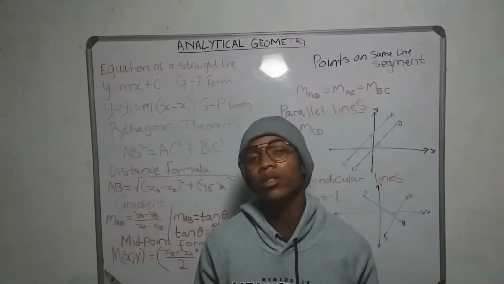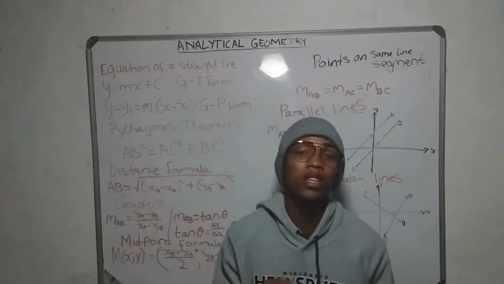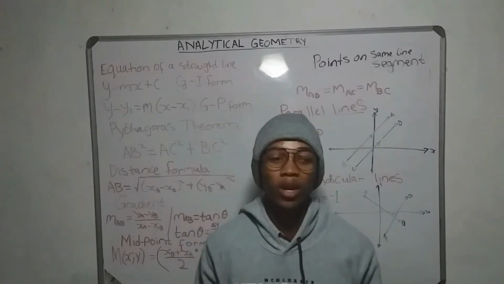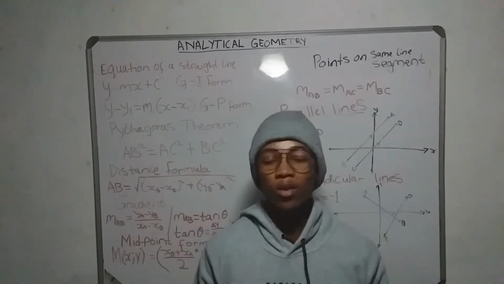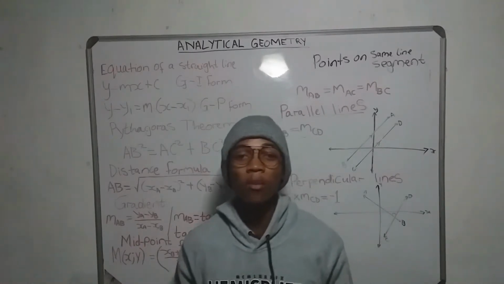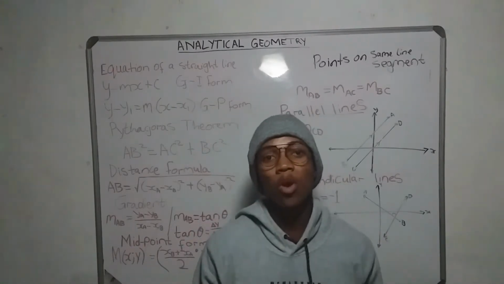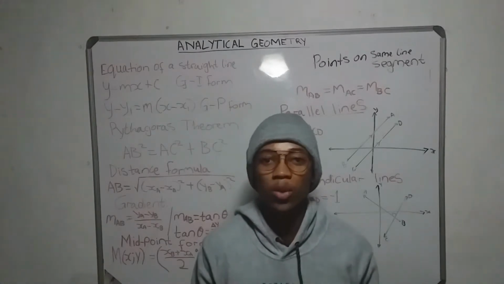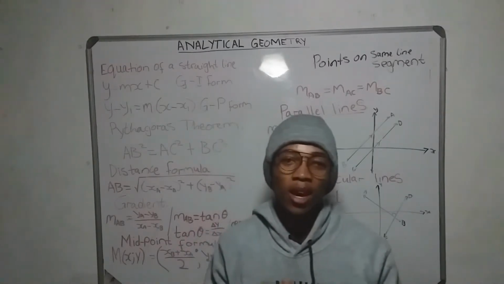You know, equation of a straight line. Number one, the first key one, equation of a straight line. We have equation of a straight line y equals mx plus c, or rather we can use gradient point form, being y minus y1 equals m(x minus x1).